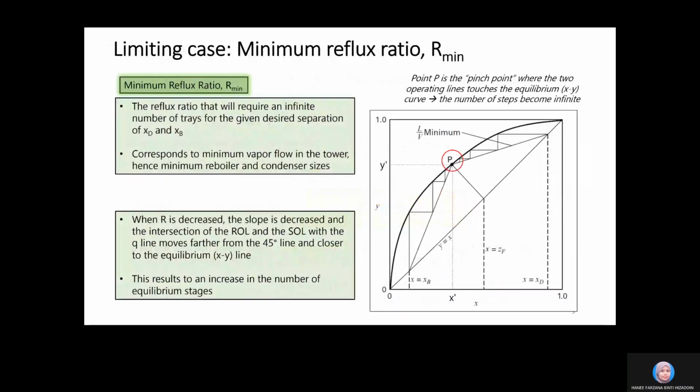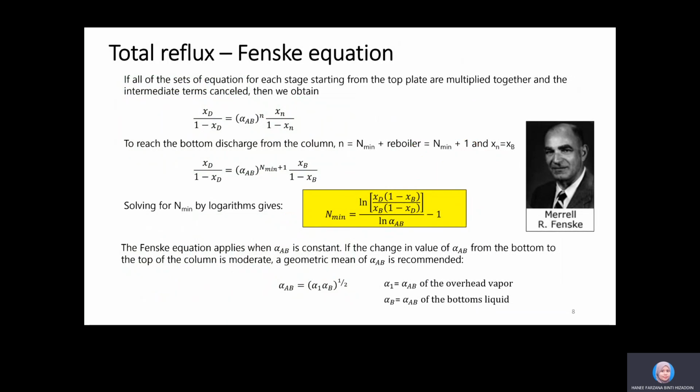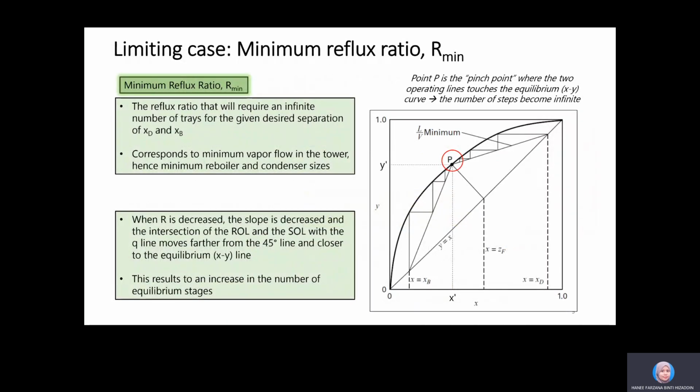So that is about the minimum number of stages. Next, we want to look at the next limiting case, i.e. the minimum reflux ratio. Previously in lecture 3, when you were asked to use the McCabe-Thiele method to calculate the number of stages, you were given the value of R, the operational R. Once you get R, you can get the ROL, since you can get y equals mx plus c. But how do we actually decide what would be a good value of R for our distillation column?